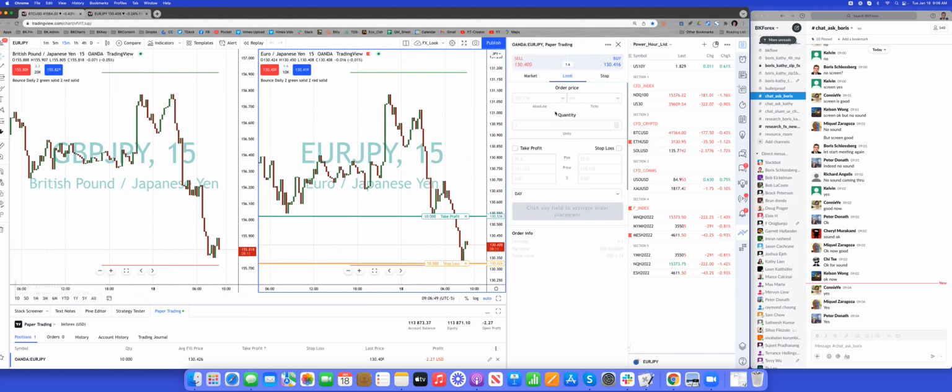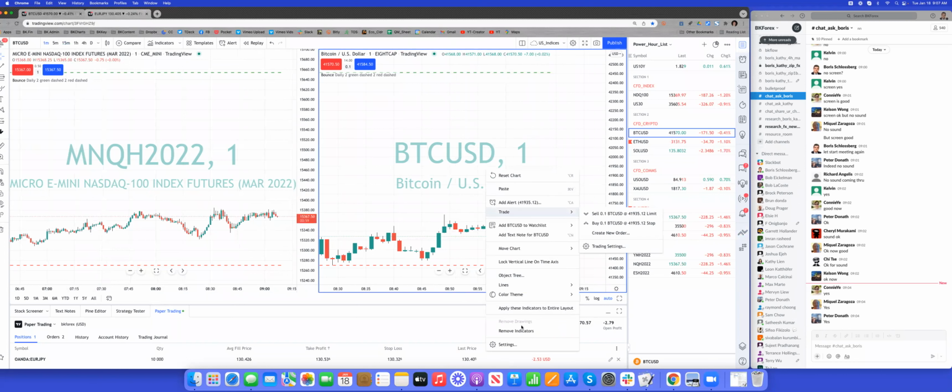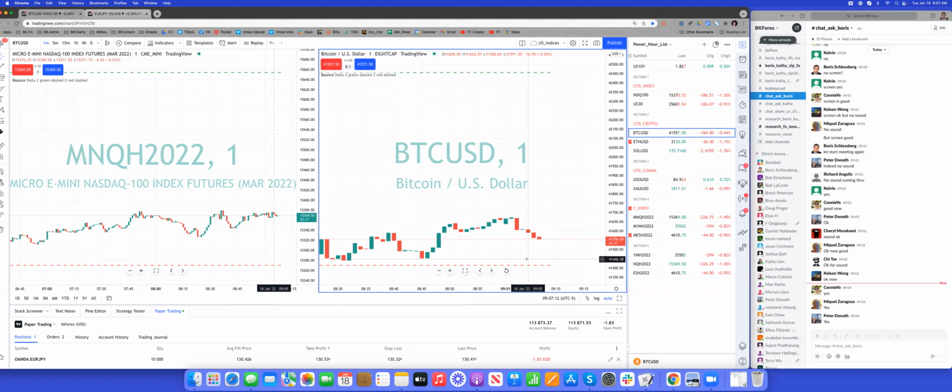What you're seeing here is I've eliminated the wicks. Let me go back to this over here. I'll go into the settings. I made the wicks white so they blend into the background, and I did this with apply to all, so that the wicks don't distract you from the highs and the lows. When you look at Euro Yen, you can clearly see that the close here was higher than the close prior. This was the bounce candle.